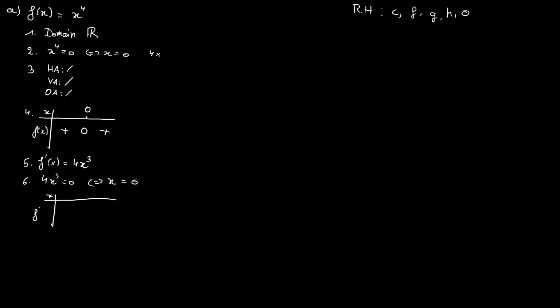F accent of x, here at 0, we know that it's going to be 0. This is a third power function, so we know that it goes from negative, it changes at 0, and it becomes positive again. Okay, so what does this mean for our original function?